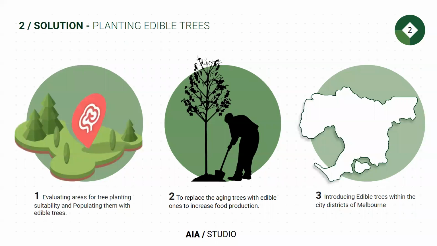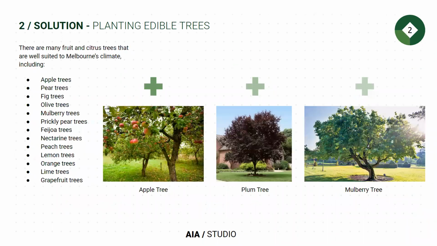Next, replacing the aging trees with edible ones to increase food production, and finally, introducing edible trees within the city districts of Melbourne. There are many fruit and citrus trees that are well suited to Melbourne's climate, including apple trees, pear, figs, olives, and so many more.